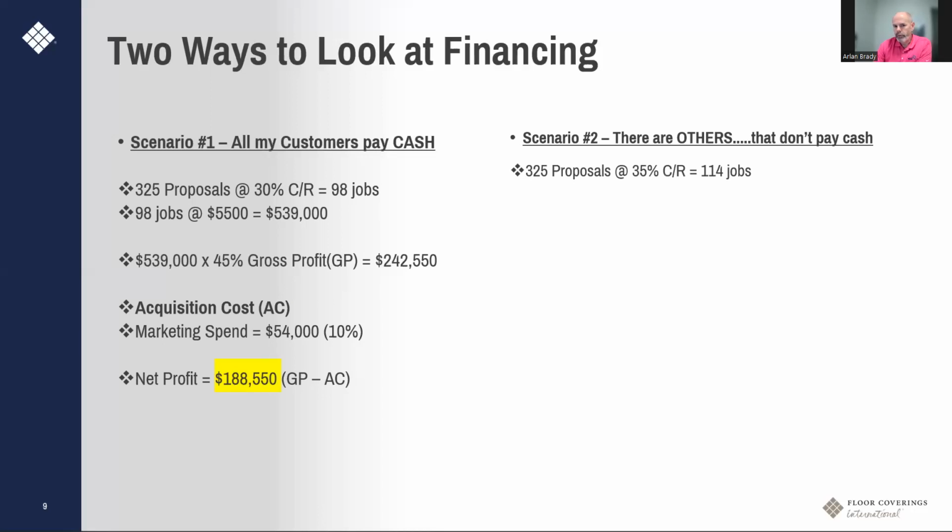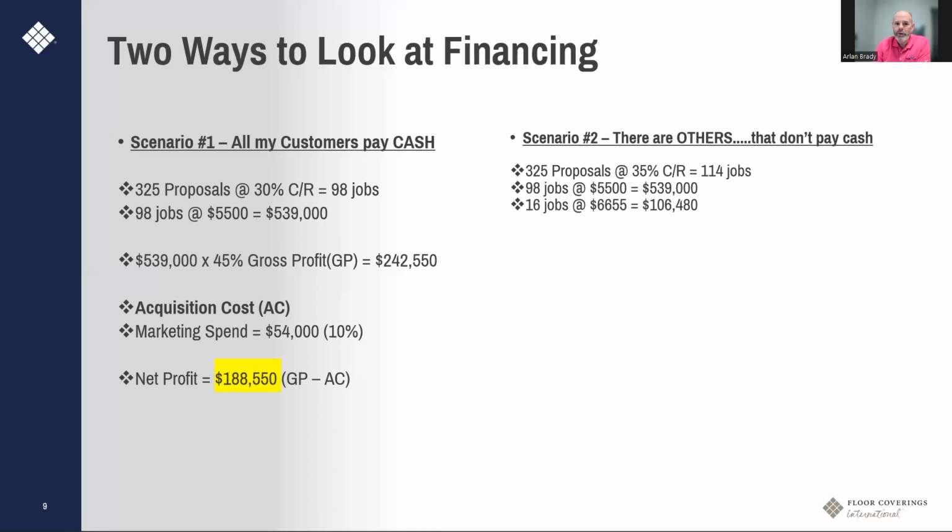So that's 114 jobs, but 98 of those jobs were cash jobs, right? 98 of those at $5,500 average job size. The additional 16 jobs, I'm going to bump up to $6,655.